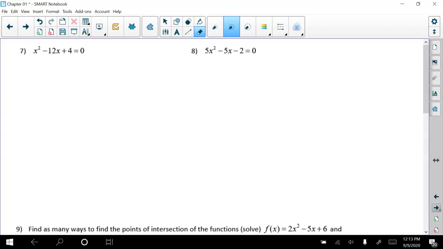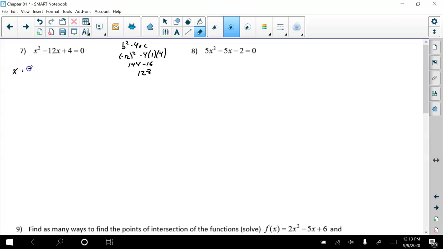Looking at these quadratics, they're not factorable. And remember, if we're not sure if they're factorable, b squared minus 4ac. So it would be negative 12 squared minus 4 times 1 times 4. So it's going to be 144 minus 16, and that is 128. That is not a perfect square. This is not factorable. The only way to solve a quadratic without factoring is the quadratic formula.